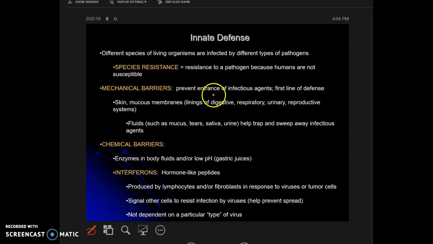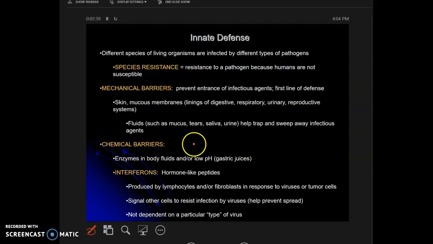Mechanical barrier. Mechanical barrier will include skin, mucous membranes, or fluids like mucus, tears, saliva, urine, earwax. All these will trap and sweep away foreign infectious agents, all right, even dust particles, all right.